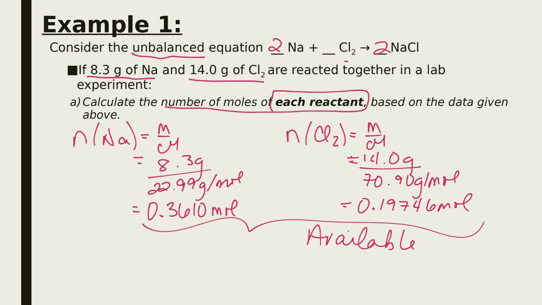This is how much we have to start with. And we know one of these is going to get used up. This is the whole point of a limiting reactant. And in our next step, we'll figure out which one will be.